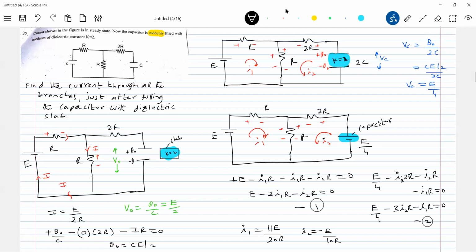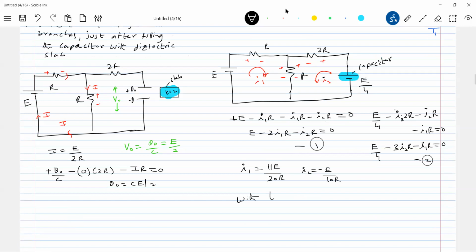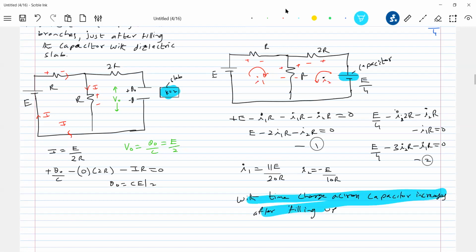So I'll write down the data. With time, charge across the capacitor increases after filling up. How can you say that? Because of the direction of current I2, look at the potentials. And this is very important. I can fill up or I can remove suddenly.